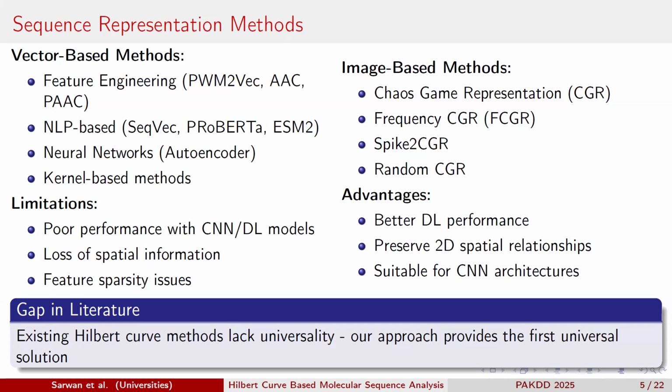Image-based methods like chaos game representation and FCGR perform better with deep learning because they preserve the 2D spatial relationships and are naturally suitable for CNN architectures. But there is a gap that we identified. Existing Hilbert curve-based methods lack universality. Our approach provides a first universal solution that works across all molecular sequence types.